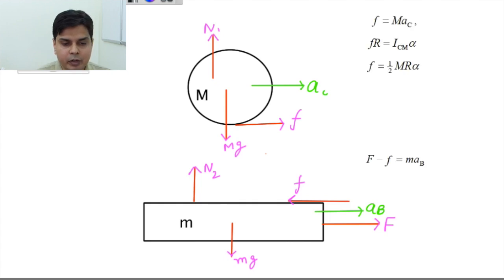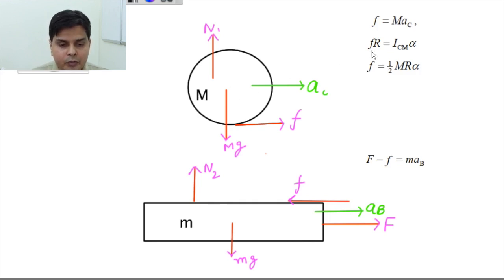Having drawn this free body diagram, let's write the equations of motion. Obviously there is no acceleration in the vertical direction, so N1 is equal to capital Mg and N2 is equal to small mg. So there is going to be no role of N1 and N2 in these equations. First of all, small f is equal to capital M AC. Why? Because in horizontal direction, this force of friction is the only force acting on this cylinder.